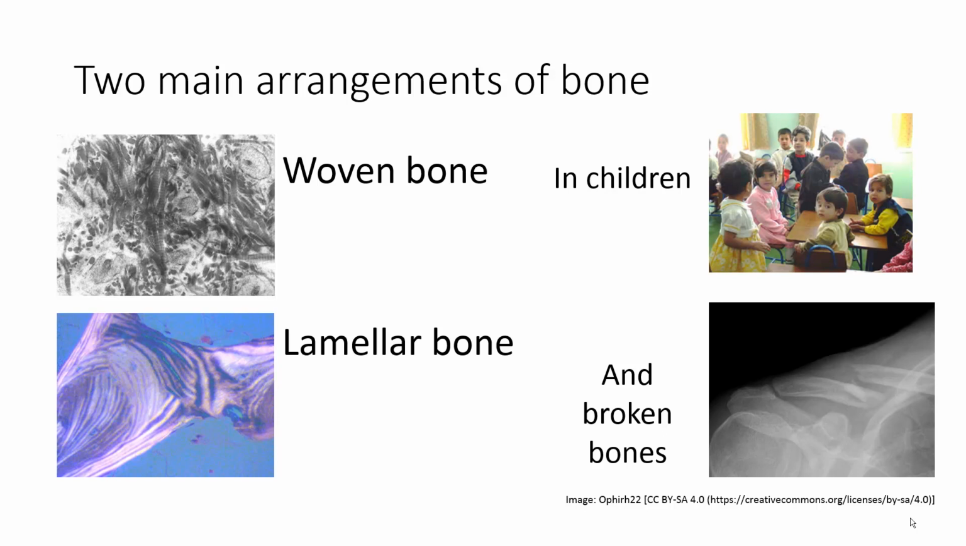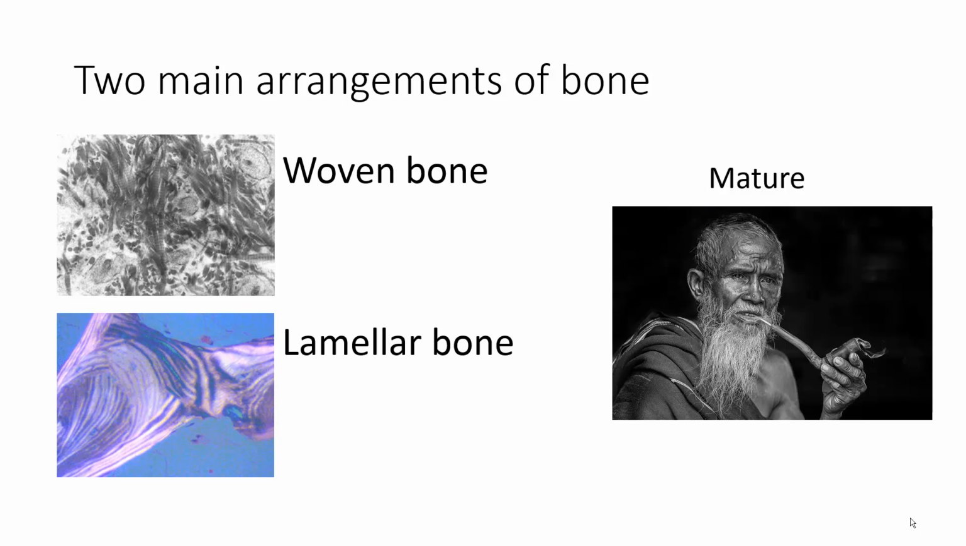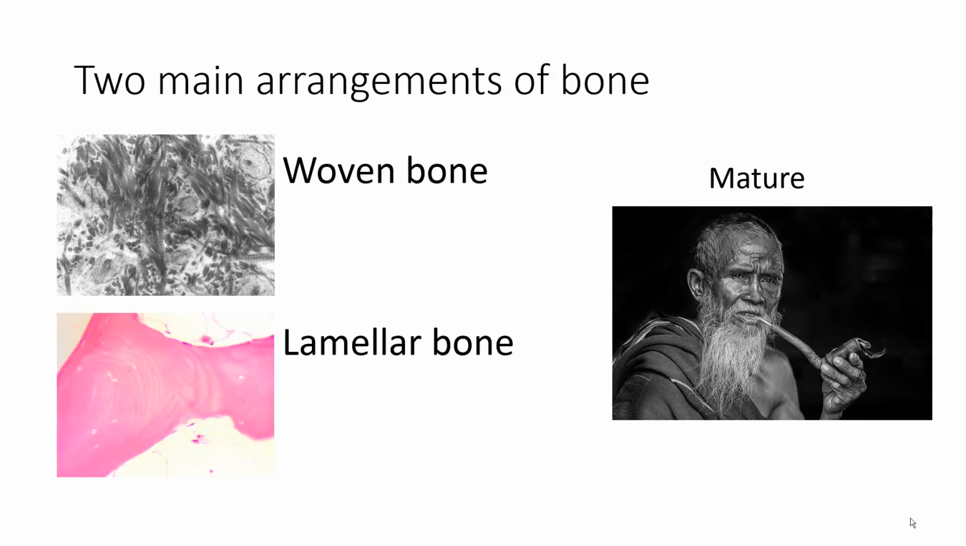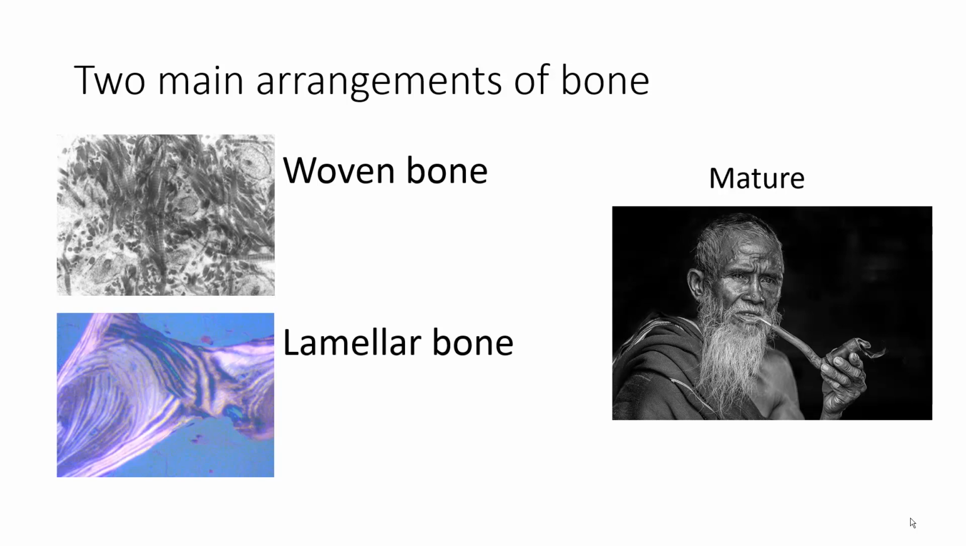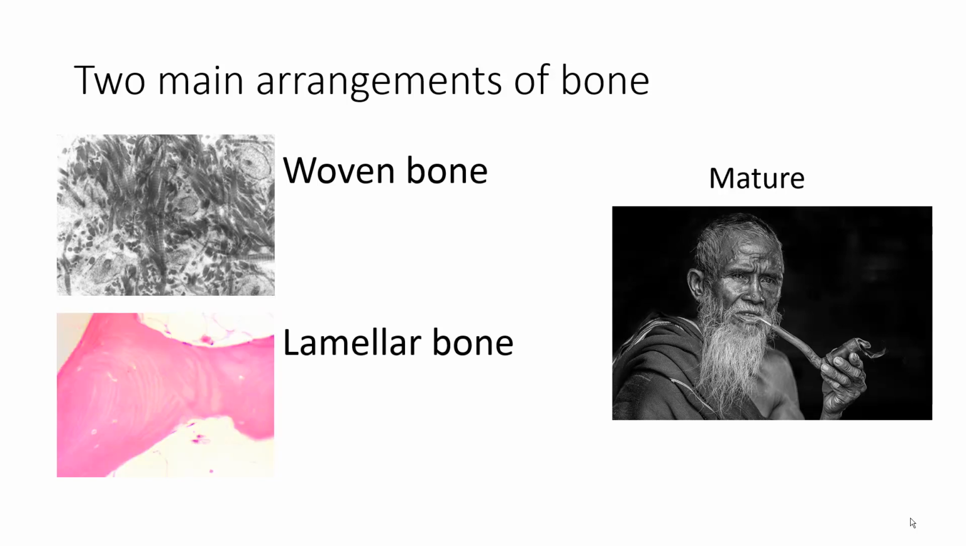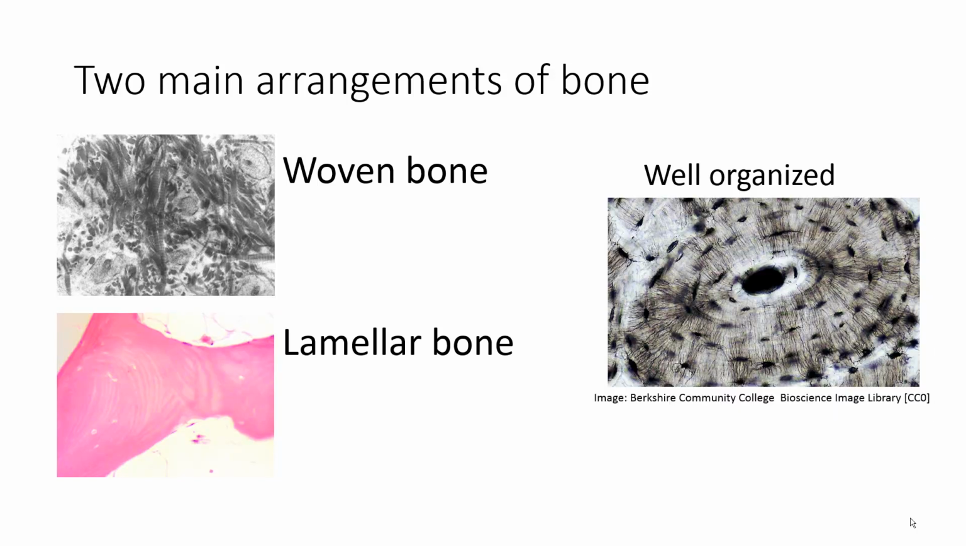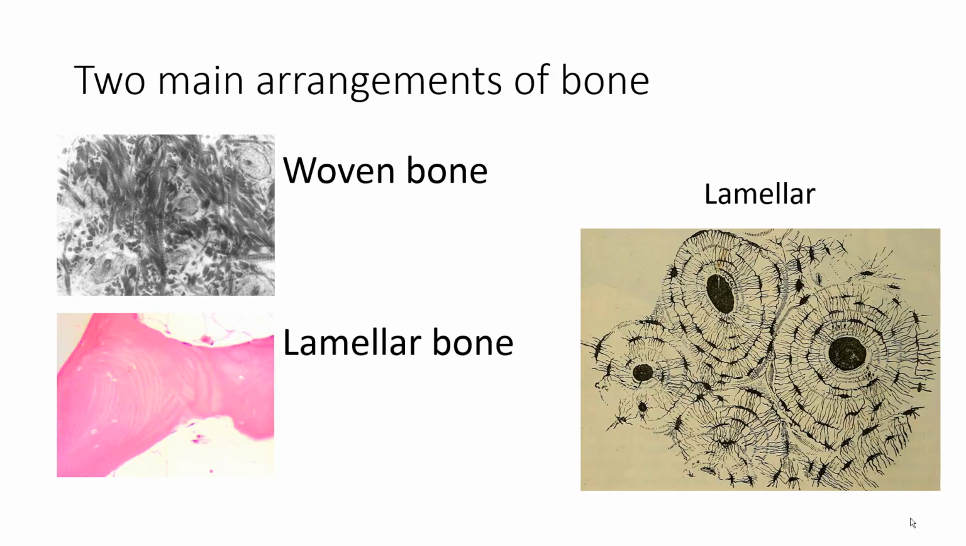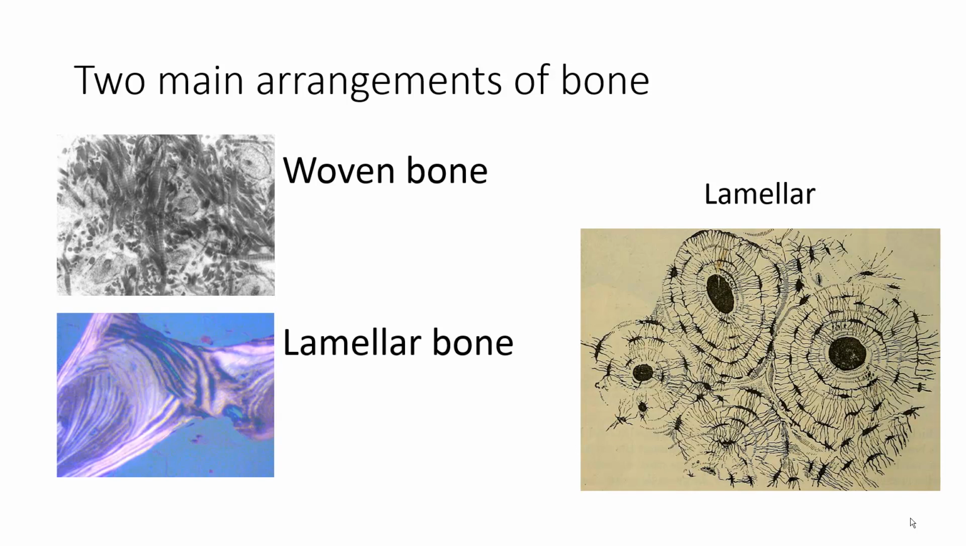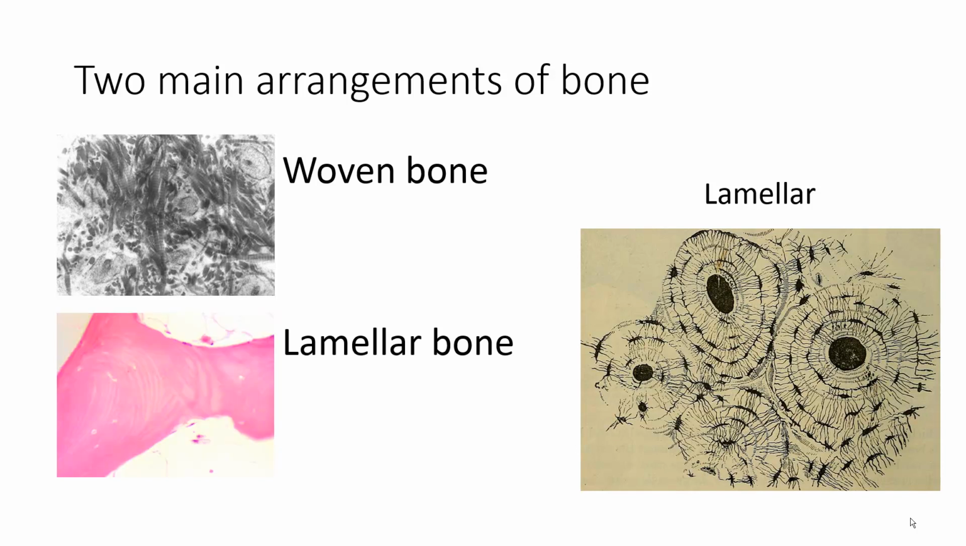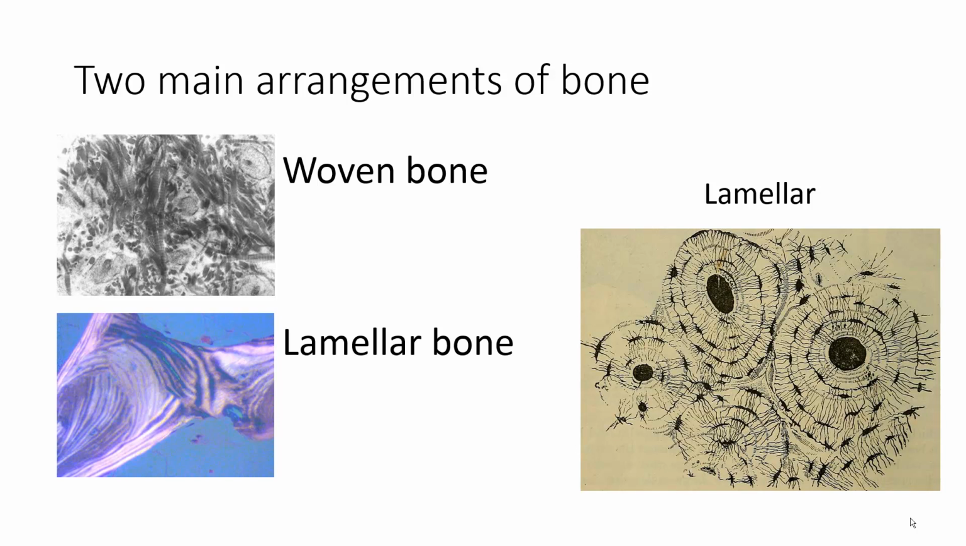Speaking of lamellar bone, as I just intimated, lamellar bone is mature. This is what woven bone grows up to be. And unlike woven bone, which is kind of a disorganized mess, lamellar bone is well organized. It's organized into lamellae. It is lamellar, meaning it is layered. You're always going to see a layer of bone cells, or osteocytes, separated from the next layer of osteocytes by a band of bone matrix.